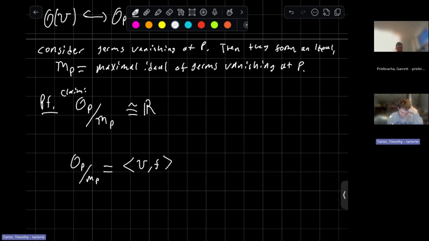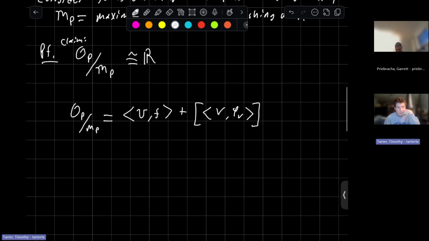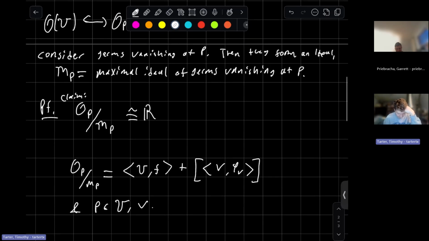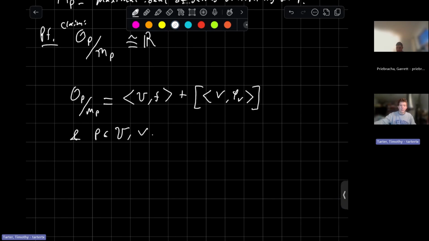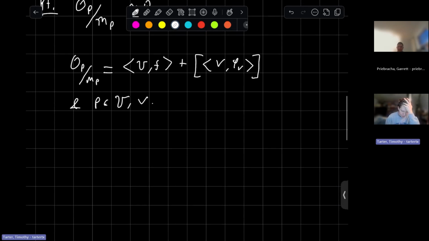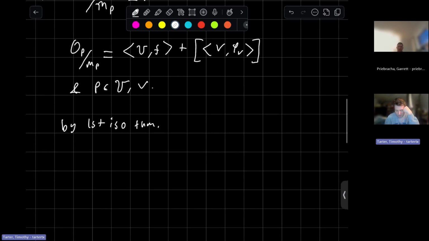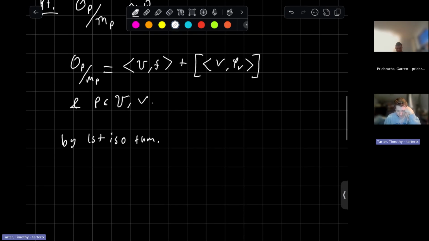So this looks like basically (U, f) plus the equivalence class of (V, g), where this thing vanishes at P, and P is in both U and V. And so really we have the case whereby we're saying first that f is equal to g? Yeah, like it's in the equivalence class.